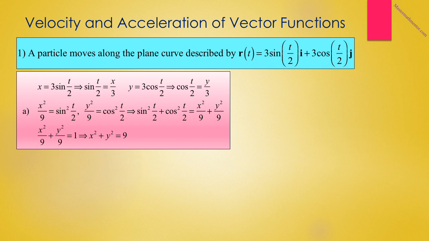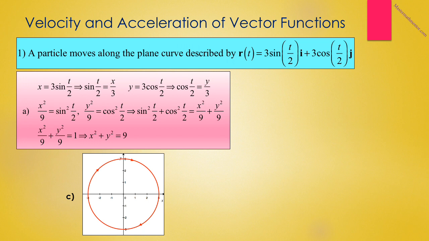Therefore, sine squared of t over 2 plus cosine squared of t over 2 is equal to x squared over 9 plus y squared over 9. And since sine squared plus cosine squared of any angle is equal to 1, our equation is x squared over 9 plus y squared over 9 is equal to 1. And we get x squared plus 9y squared is equal to 9, which we know is a circle.